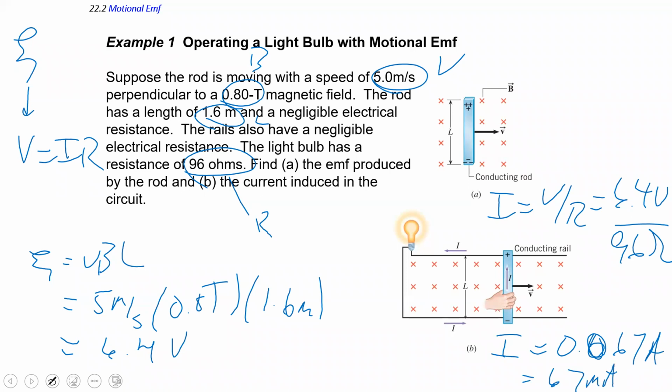Or 67 milliamps. The idea is that if we have a voltage in a problem, we can use it in Ohm's law if we have a circuit. And in this case, we had a circuit and we found the current. We can also find the power. It's going to be V squared over R. So 6.4 squared divided by 96. This is going to be about 0.4 watts. To move this bar through the magnetic field, it's going to generate about half a watt of power.